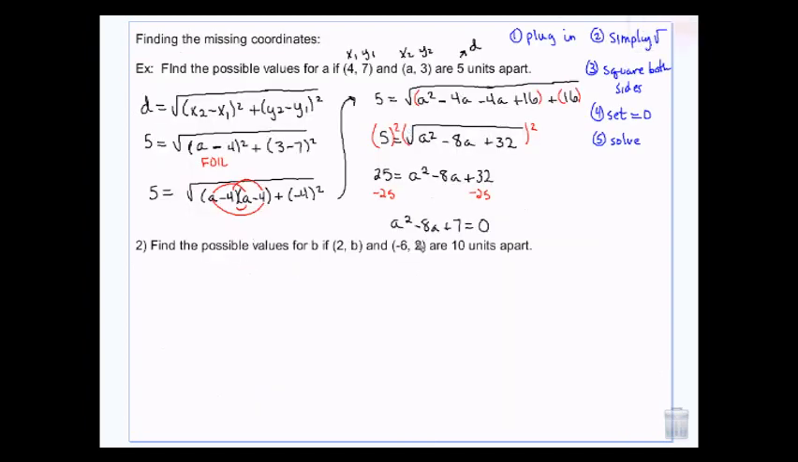I'm going to call this x1, y1, x2, y2, and this is d. And I'm going to plug them into my distance formula. So I have x2 minus x1 squared plus y2 minus y1 squared. Oops, except I forgot to put the 10 in for the d. Sorry. So 10 equals negative 8 squared plus 2 minus b times 2 minus b.